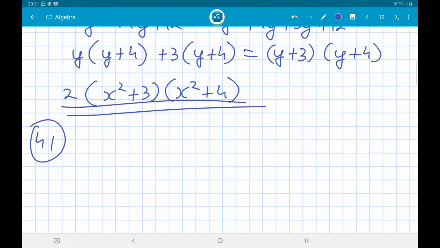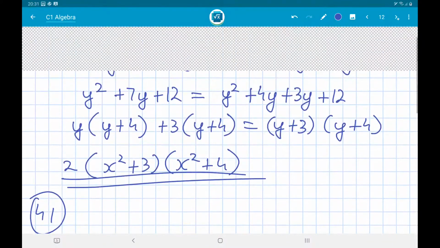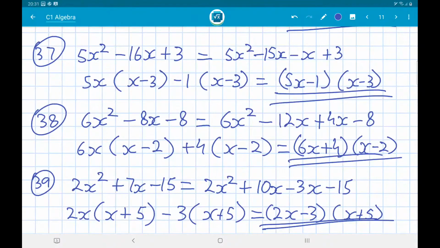41. It's not 41. Oh no, it is 41. I don't know how is it 41. Let me just double check.